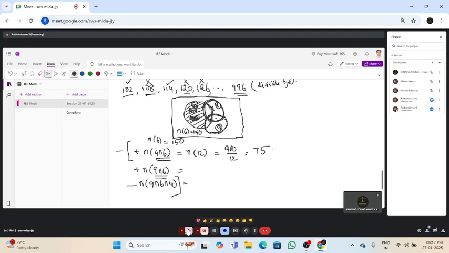Same way, what will be the number of numbers divisible by 9 and 6? We have to take LCM of 9 and 6, and this will be 9, 6 and 4. So LCM is 36.